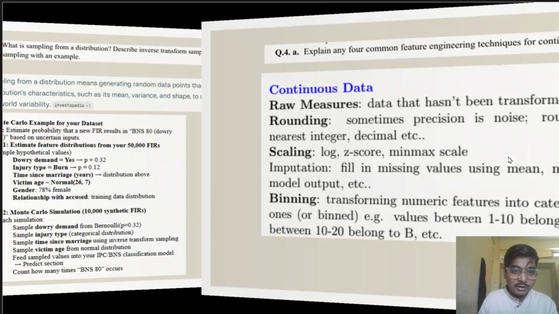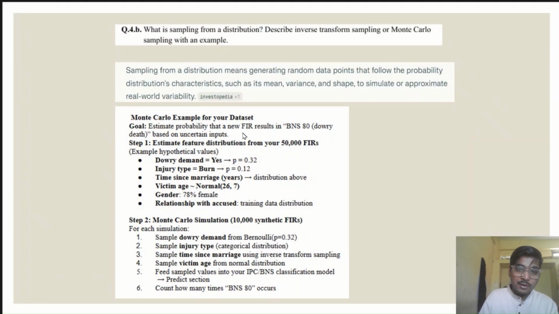Let's understand the Monte Carlo sampling with an example data set. First of all, our goal is to estimate the probability that a new FIR results in the BNS 80 dowry death section, based on uncertain input. So in step one, we will estimate the feature distribution from the dataset of 50,000 FIRs. Then we will look at some important hypothetical values, like dowry demand. If yes, then the value P is equal to 0.32. Injury type, if burn, then P is equal to 0.12.